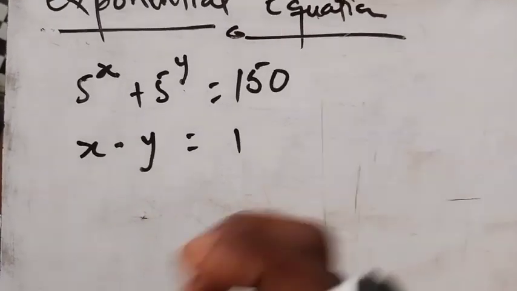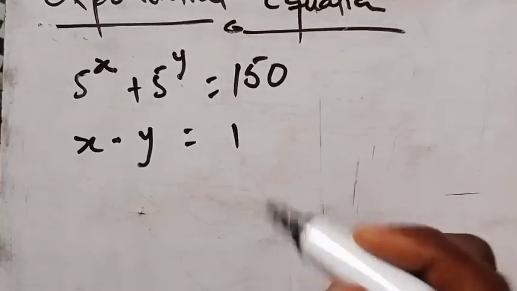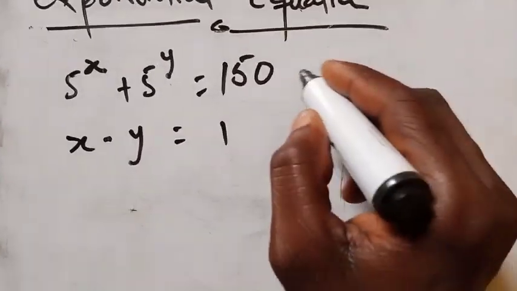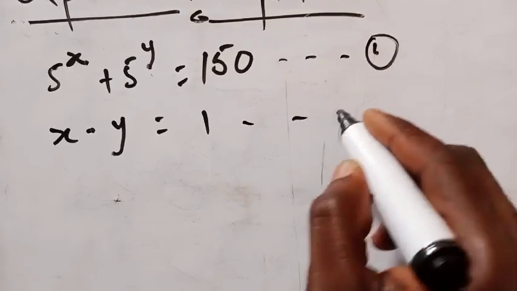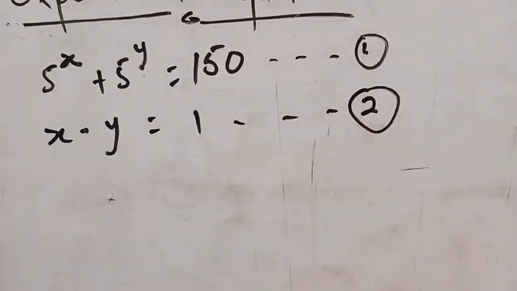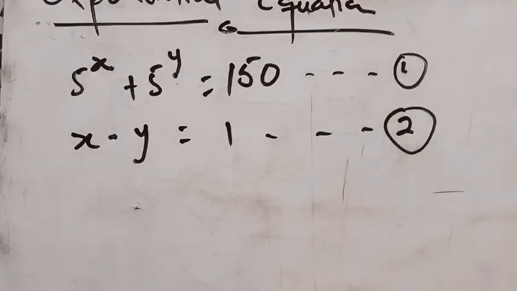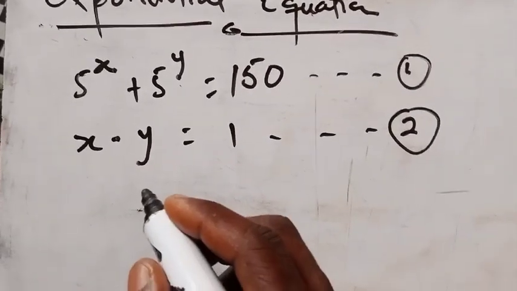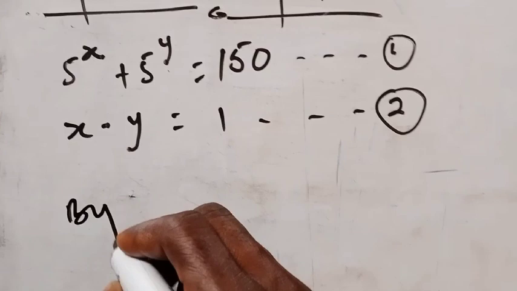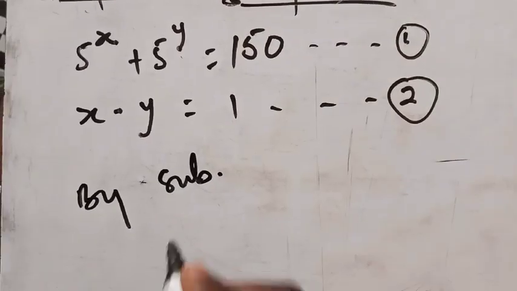Now the way of solving this problem is that this should be equation 1, and this should be equation 2. Now that we have a clear understanding of the exponential equations or systems of equations, here we are going to use the substitution method.